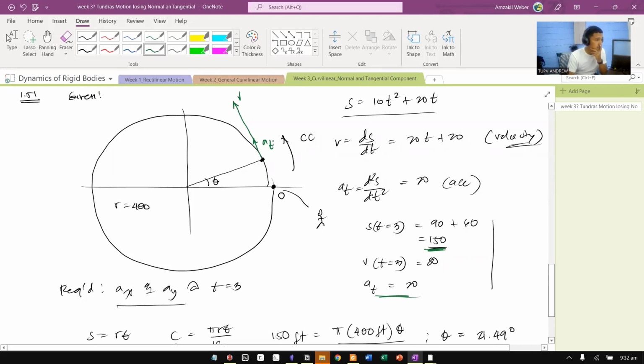Next, what about normal acceleration? Normal acceleration AN is supposed to be v squared over r. V at that point is 80, so 80 squared over 400, which is 16. It's a little less than the tangential acceleration, which is 20.